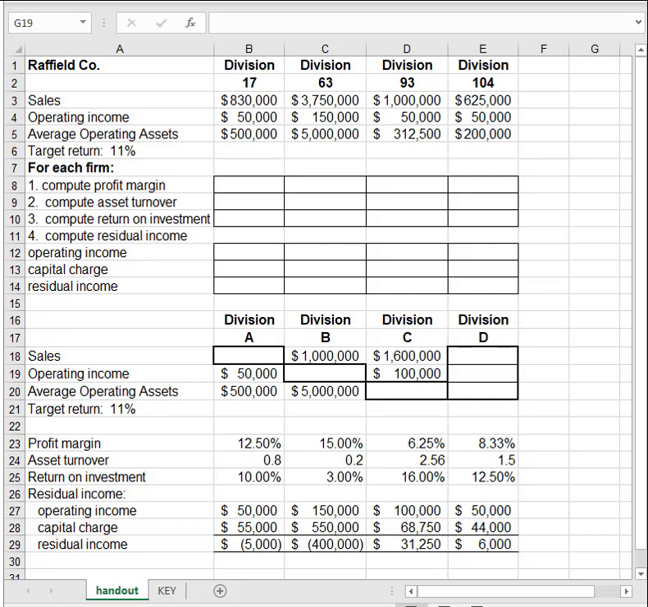Hello everybody. We're going to work through these ratios on the top, and then we're going to do the fill in the blank or the puzzle and the missing pieces exercise down below. So let's start here with the profit margin. Profit margin is operating income or net income over sales, but here we just have operating income. So that's operating income divided by sales. It's expressed as a percent.